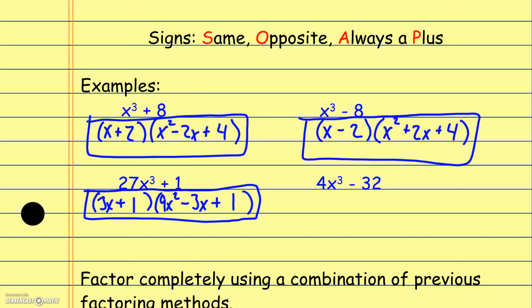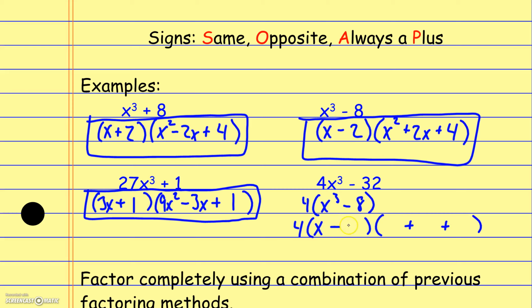The next one, this is not a sum or difference of cubes. 4 is not a perfect cube. Neither is 32. But what I do notice here is this has a greatest common factor of 4, so I can factor the 4 out. That's an x cubed minus 8. And now x cubed minus 8, that is a difference of cubes. I can factor it into a binomial and a trinomial. This sign is the same. This one's the opposite. This one's always a plus.